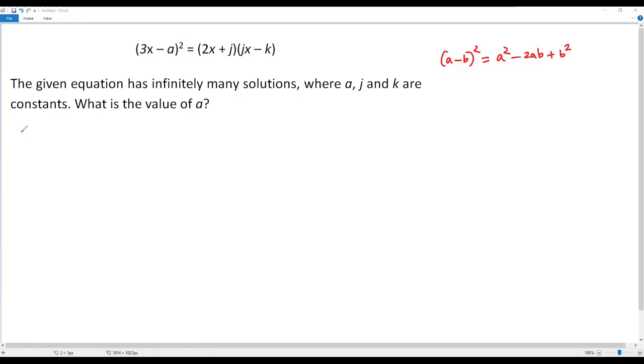That is (3x)² - 2ab, where for a we have 3x and for b we have a, plus b², and for b we have a, that is a².